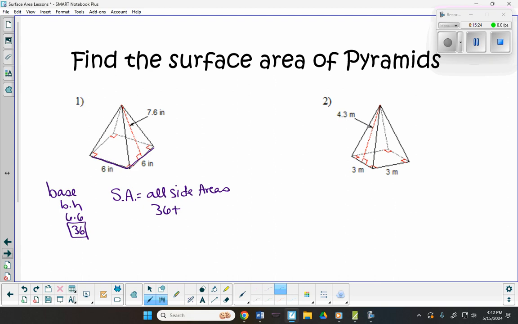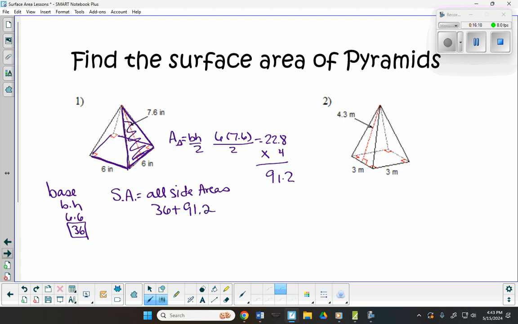Then your pyramid has triangles that form the rest of it. So the area of one triangle is base times height divided by 2. So this triangle right here, the base is 6, the height is 7.6, and you divide that by 2. And that's 22.8. Now that's the area for one triangle, and you have a triangle coming off each of these sides. They're all congruent triangles, so you take that times 4, and that gives you 91.2.